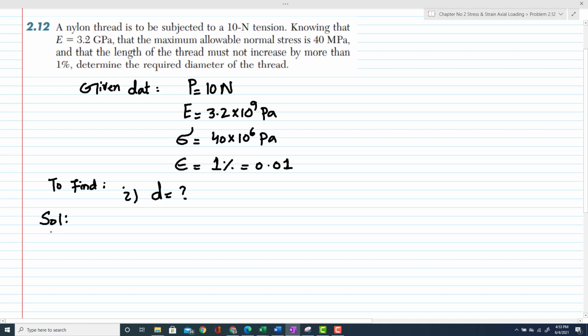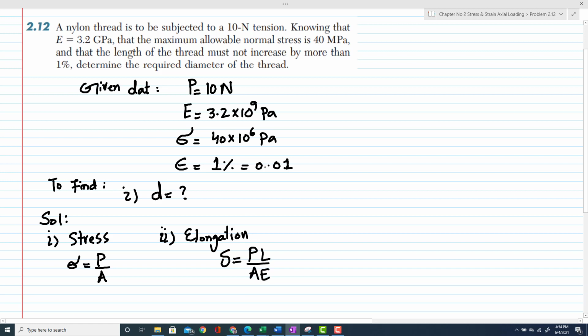This is exactly the same as we did in the previous problem. So we have two criteria. The first one is based on stress, that is sigma is equal to P divided by A. From this we calculate the area, and then we'll take out the value of D. And the second criterion is elongation or strain, that is delta equal to PL divided by AE, and we will get the same area from here. So let's start using both criteria.